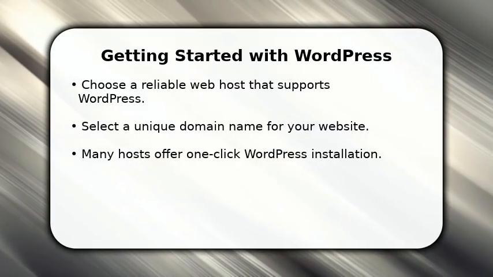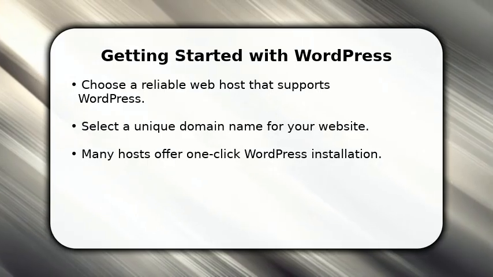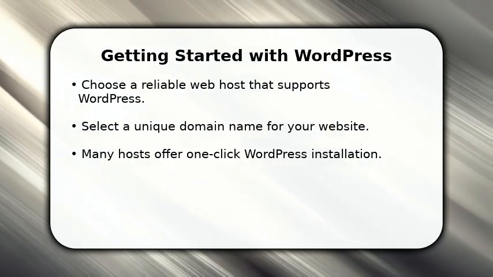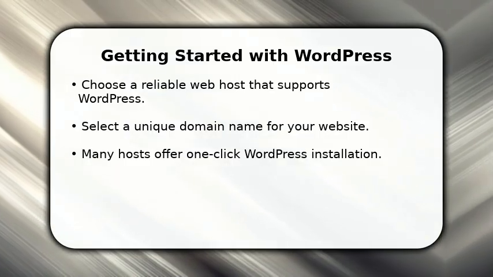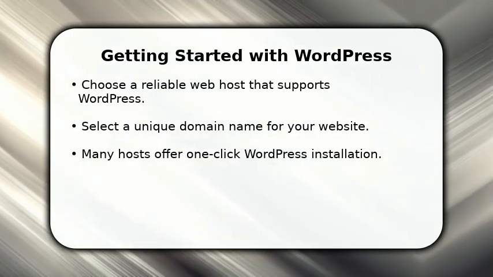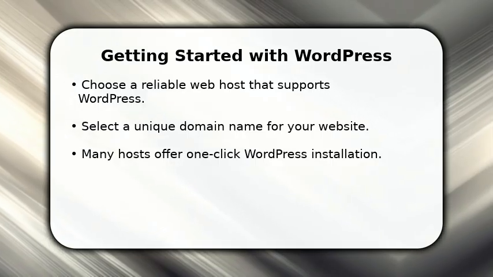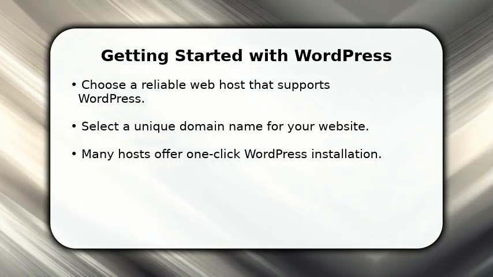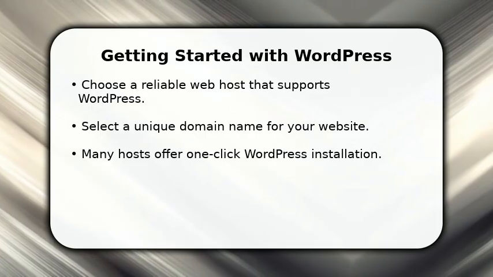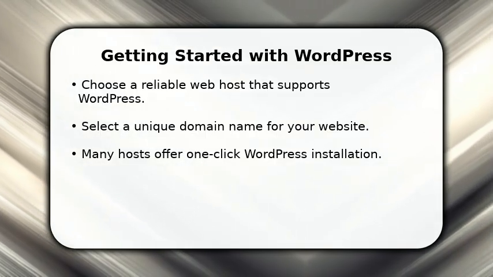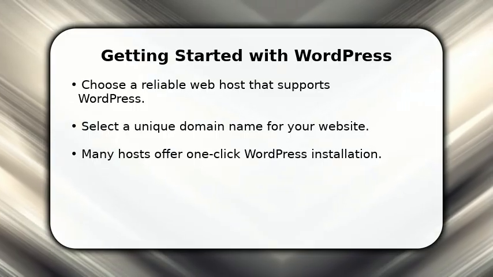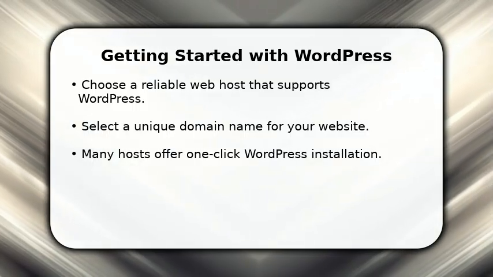In this video, I will explain how to create a WordPress.org website. First, you'll need to choose a reliable web hosting provider and a domain name. Think of your domain as your website's address and hosting as the land it lives on. Many hosting companies, like Bluehost or Hostinger, offer one-click WordPress installation, making the initial setup incredibly simple for beginners. This step is crucial for your site's foundation.